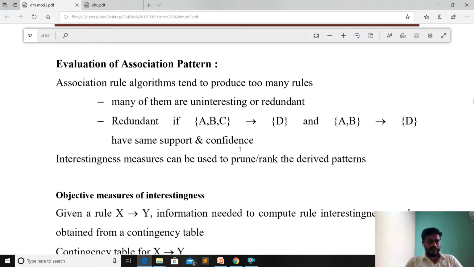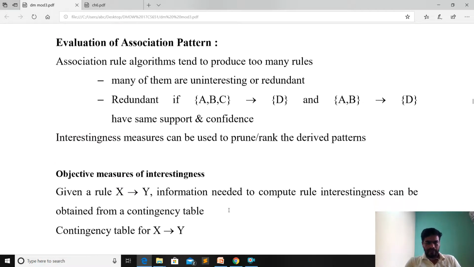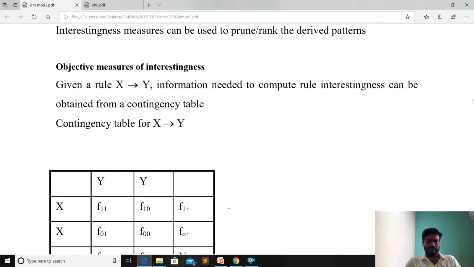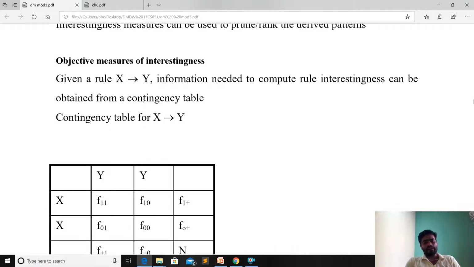Then, interestingness measures can be used to prune or rank the derived patterns. There is one measure called the interestingness measure, which can be used to prune or rank the derived patterns. What are the objective measures of interestingness? Given a rule X implies Y, the information needed to compute the rule interestingness can be obtained from the contingency table, a table for X implies Y.